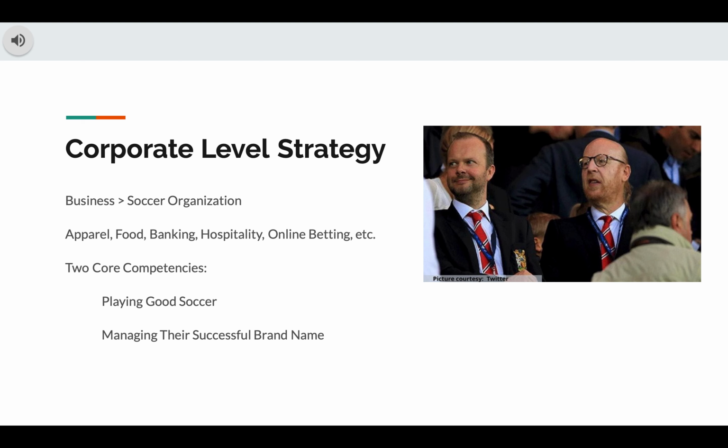Their other core competency involves them managing their brand name. While they want to be successful on the field, the majority of the revenue comes from off the field. By expanding their brand to areas all over the world, they attract new fans, which then turn into consumers of their products like apparel, economic support, and even social media subscriptions.